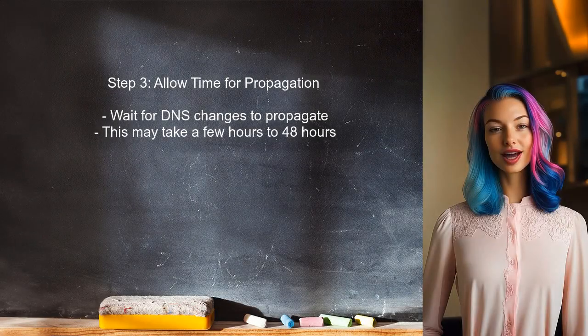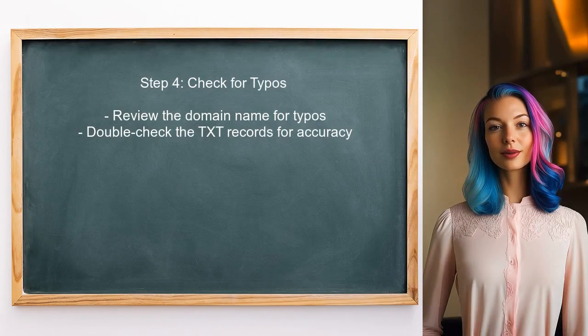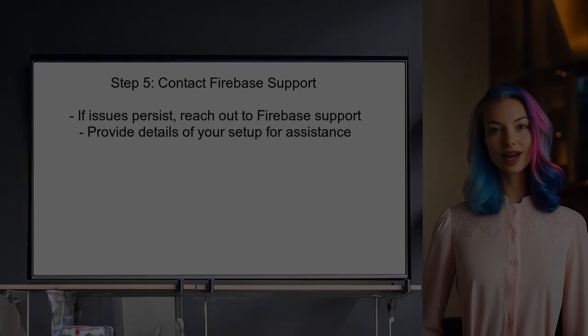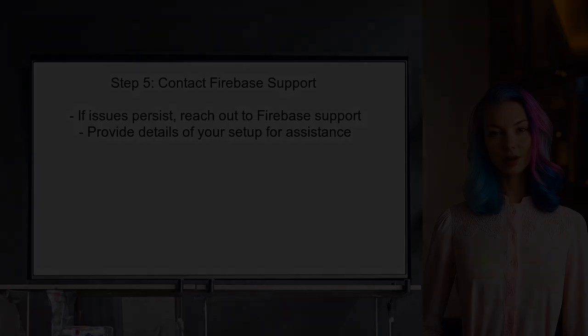After confirming the DNS settings, the user should allow some time for the changes to propagate. This can take anywhere from a few hours to up to 48 hours, depending on the DNS provider. If the user still encounters issues after waiting, they should check for any typos in the domain name or the TXT records. Even a small error can prevent verification. Finally, if all else fails, the user can reach out to Firebase support for assistance. They can provide specific guidance based on the user's account and setup.